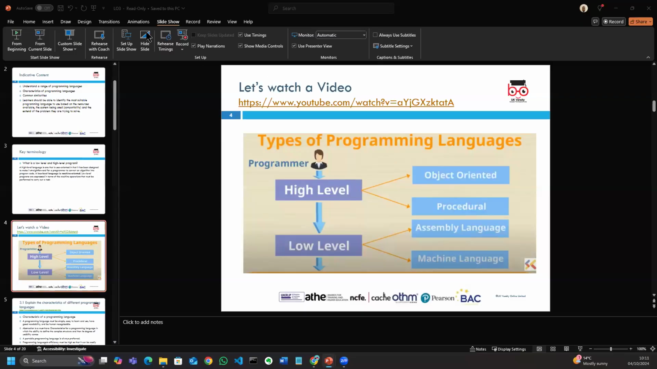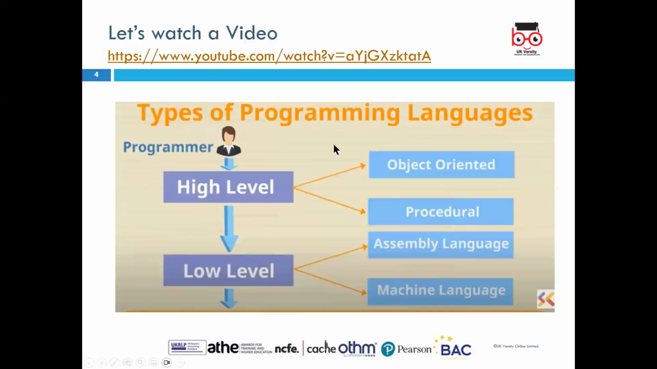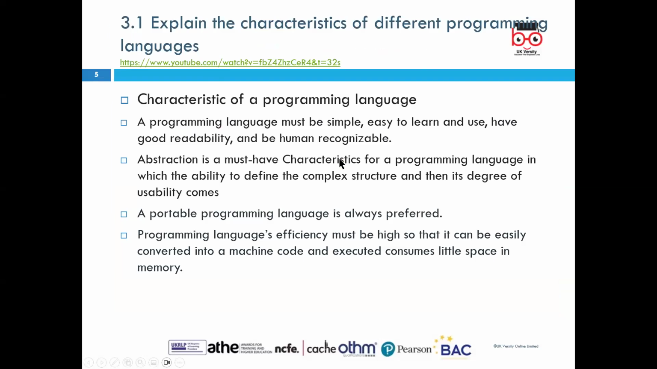Okay, I hope the video was very useful and explained the difference between high level and lower level languages. So now we're going to explore more the characteristics of different programming languages. So what do we mean by characteristic?